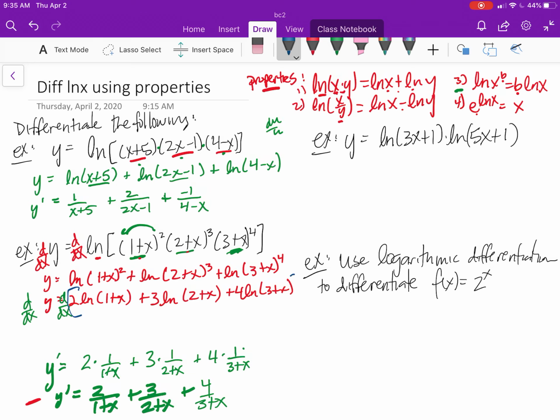Okay, so when I do the derivative, I'm doing the derivative of each piece, right? So the constant stays, there's the 2. And the derivative of ln 1 plus x is this, right? 1 over 1 plus x. Here's the 3, the constant. Here's the derivative of the natural log. The 4, the constant. The derivative of ln 3 plus x. So you can see, right, these properties make derivatives of natural logs significantly easier. Otherwise, we would have had some crazy chain rule in here to do all that.